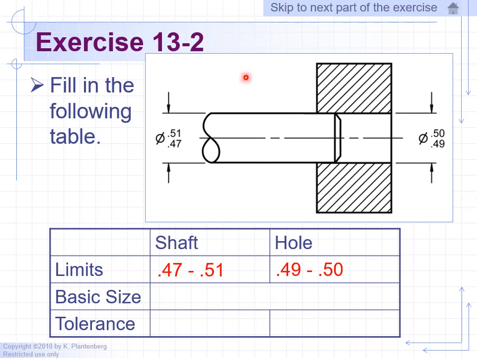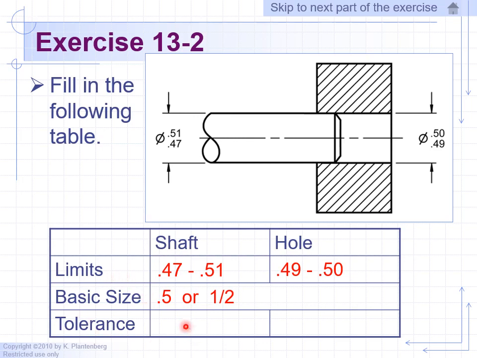Okay, so now that we called out our limits for the shaft and the hole, what is our basic size? What is the diameter that we're actually aiming for? That should be pretty simple. It's 0.50, or if we convert it to a fraction, half inch. If you were to round this off to a nice fraction, half an inch would be the number we're aiming for, or 0.5 or 0.50. So that's our basic size. That's the number we are aiming for.